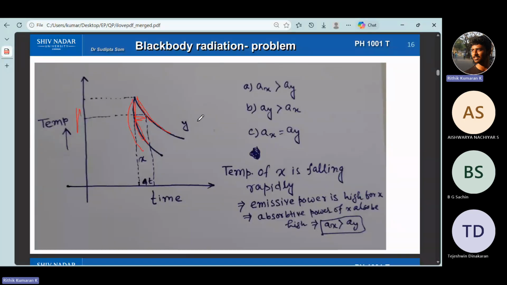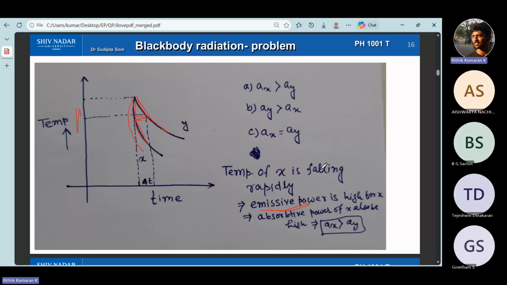Correct? So here we should note an important term which is known as emissive power, which is represented by capital E. Okay, so what is emissive power? As the name suggests, it is the power of an object to emit, or you could simply say how fast or how powerfully an object could emit radiation. So see the graph, you could obviously see X loses a lot more temperature than Y in a particular amount of time. So X has more emissive power. It emits more than Y. So you could say the emissive power of X is greater than that of Y.